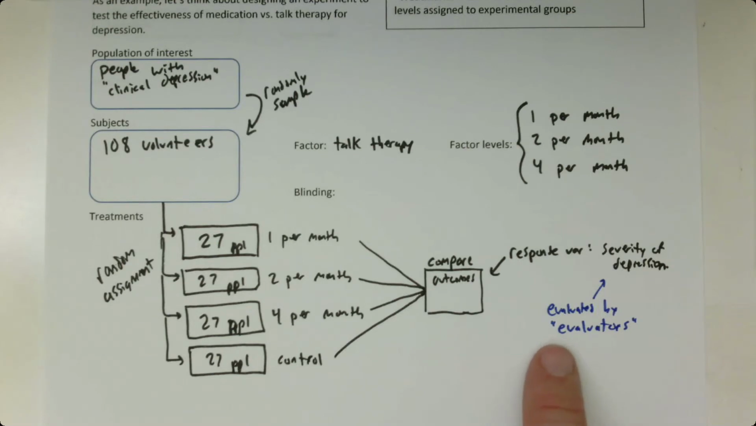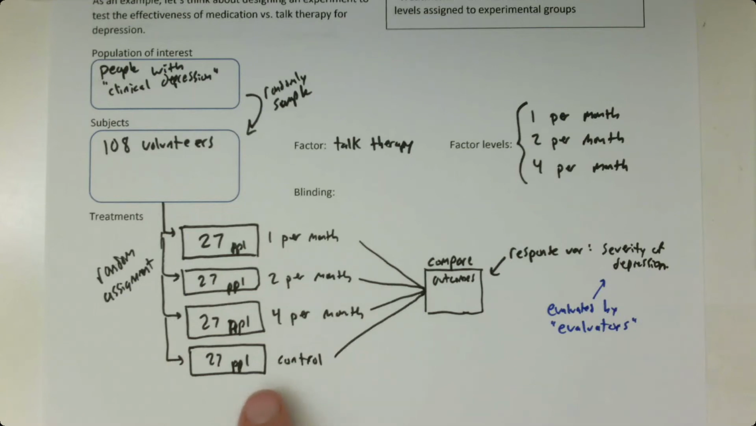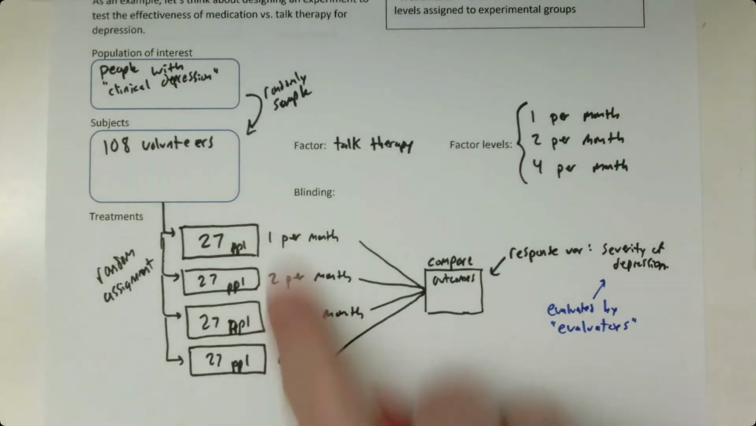So what's better is to just assign all the participants numbers, and we keep information about which numbered participants are part of which groups completely separate from anybody who's conducting the experiment. So from the perspective of the evaluators, all they know is I'm evaluating person number 5, I'm evaluating person number 28, but they don't know if person number 5 is part of this group or that group.